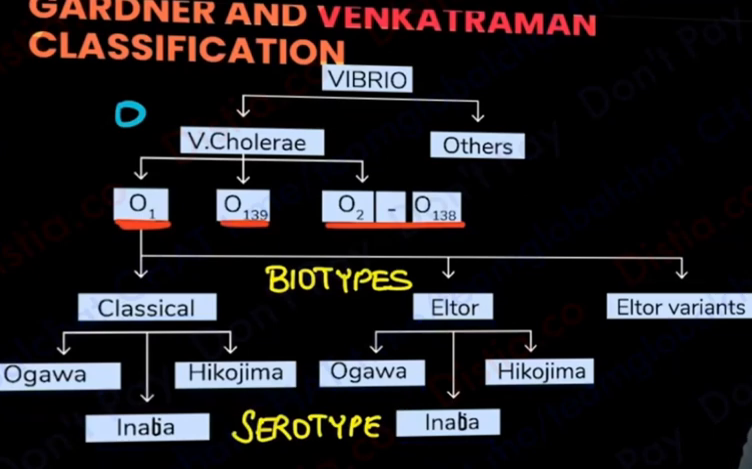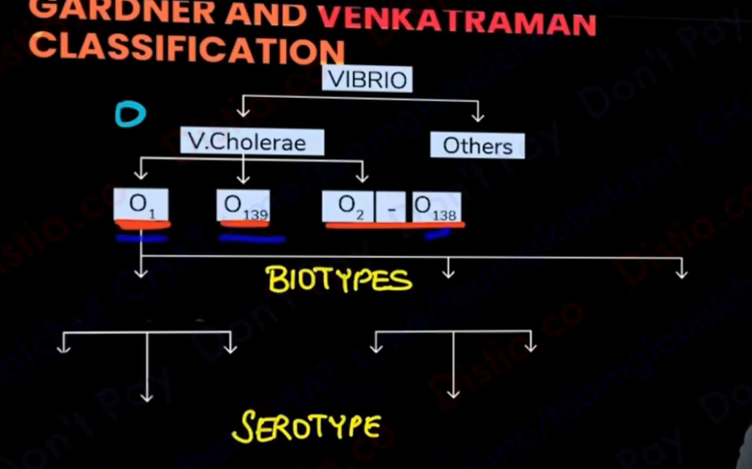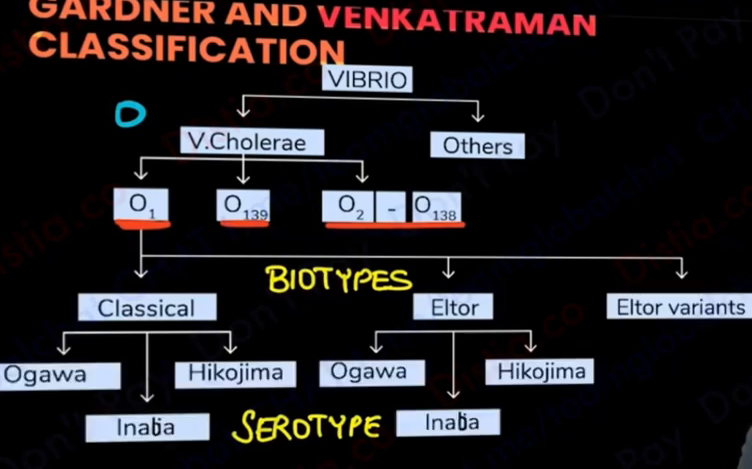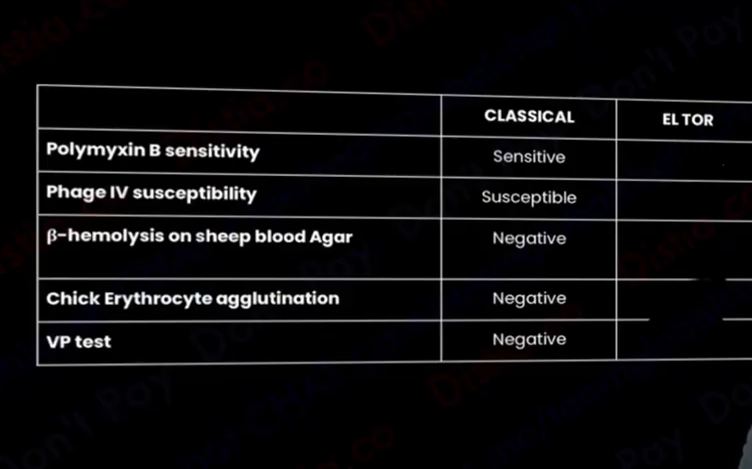So repeating all of this once again, please note, first we had the famous division into O1, O139 and everything in between. These are then divided into classical, El Tor and El Tor variants. Classical and El Tor are each divided into Ogawa, Inaba and Hikojima. Sorted? Let's move forward. Now my concern is you will get questions on how to differentiate between classical and El Tor. How am I going to learn it?